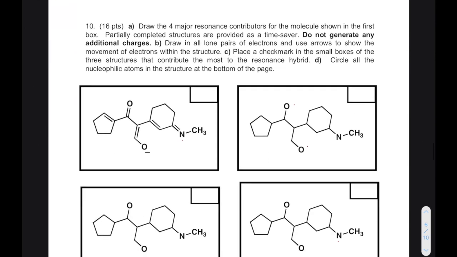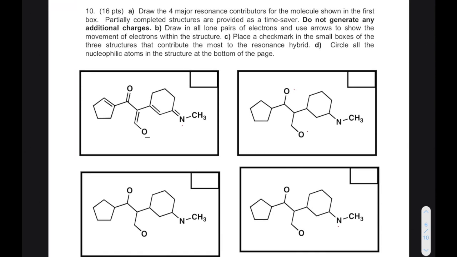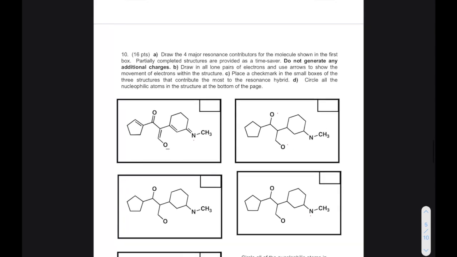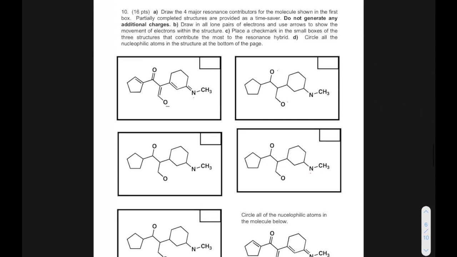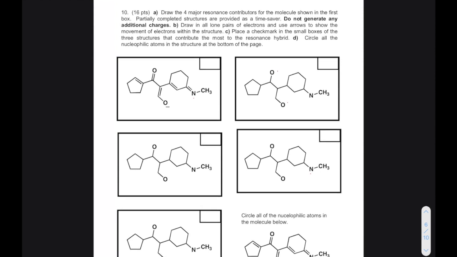Question 10, I'm going to zoom out a little bit to get the whole question. Draw the 4 major resonance contributors for the molecules shown in the first box here. Partially completed structures are provided as a time saver. Do not generate any additional charges other than the negative charge that already exists.